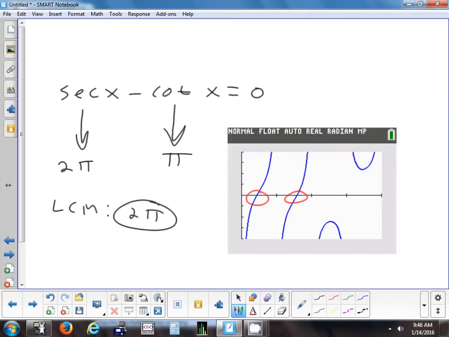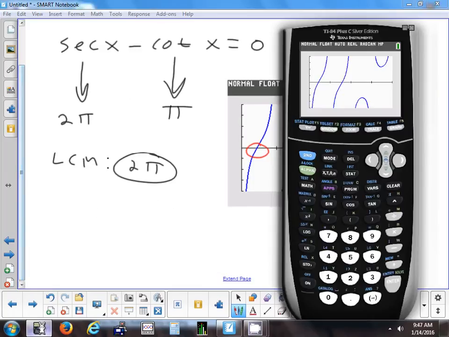And since they said just find the answers within one period, we do not need to write plus 2 pi n on the end. If they said to write all answers, then we would. So let's go second, calc, 0. Okay, get our first 0, and that's at 0.0 6, 7.